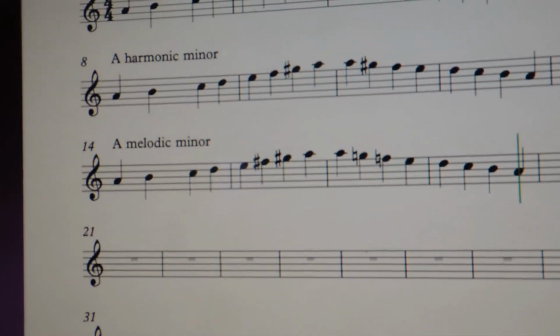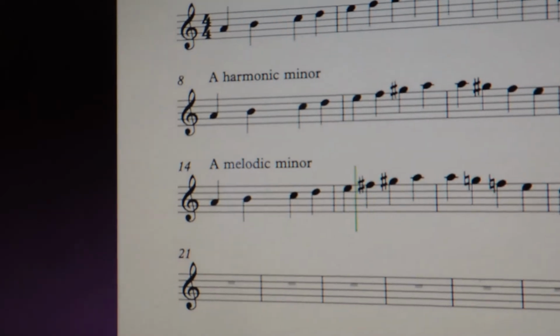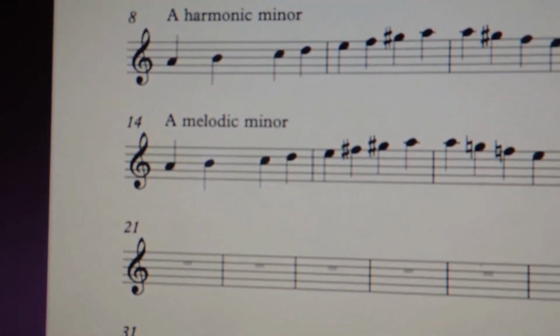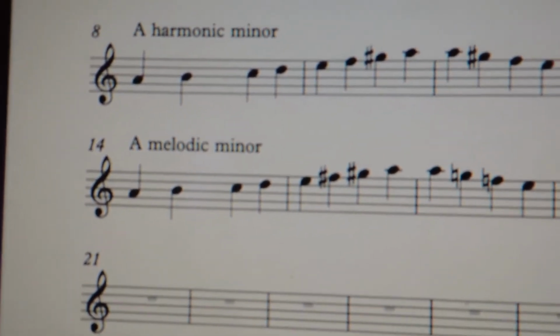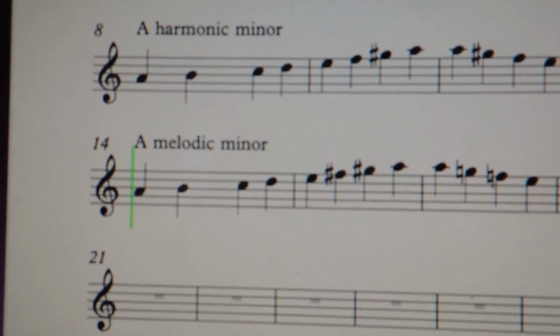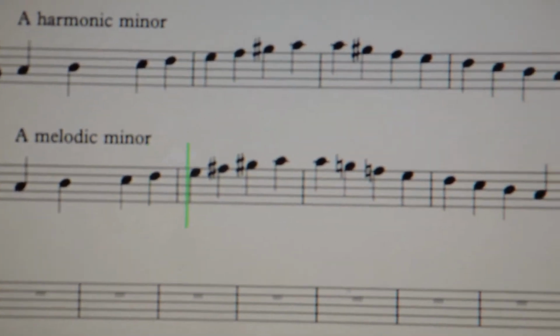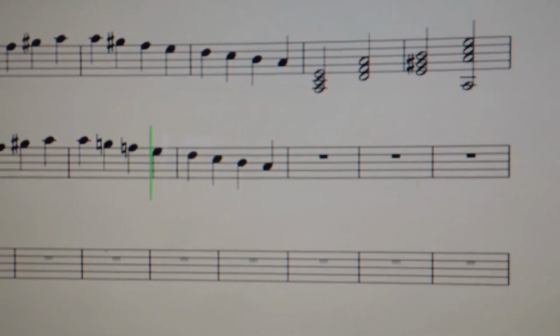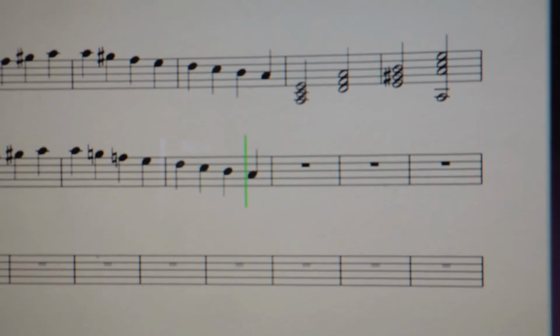Let's look at it one more time. So remember, you would have F natural and G natural in the natural minor, but in this case you have F sharp and G sharp. The 6th and 7th scale degrees are raised. Okay, now how do you do this then with writing them out?